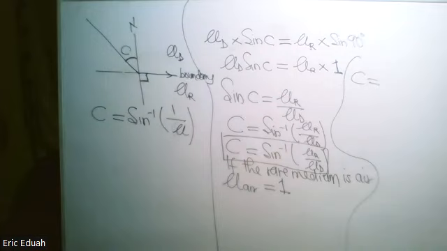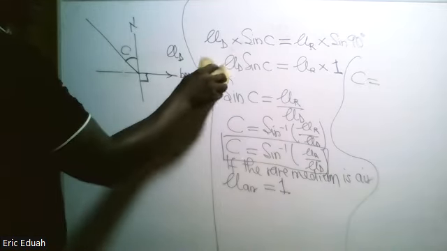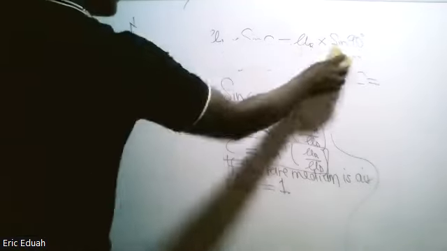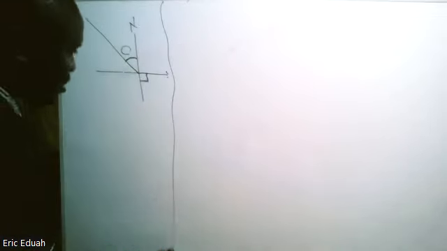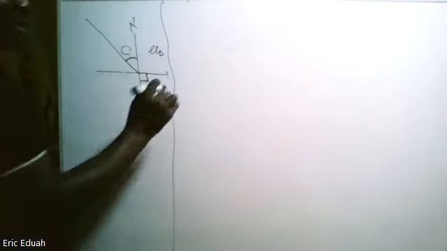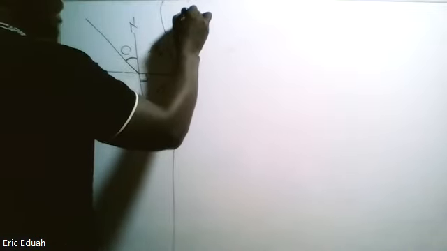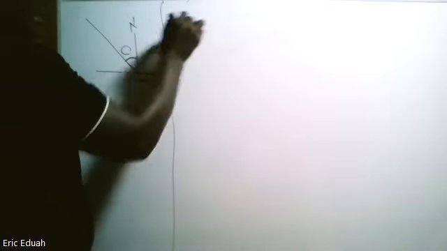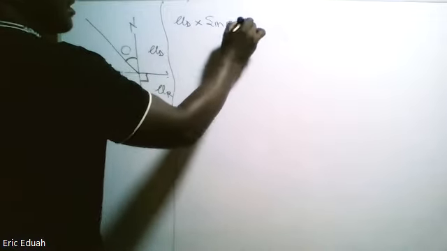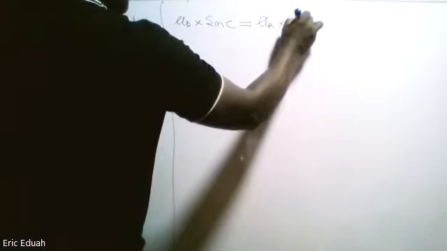All right, let me go over for the last time. So I'm still maintaining the diagram over here. There's a refractive index of the denser medium. There's a refractive index of the rare medium, the less dense medium. Now we learned that the product of the refractive index of the material and the sine of the angle of incidence in it is equal to the product of the refractive index of the rare medium times the sine of the angle of refraction in it.